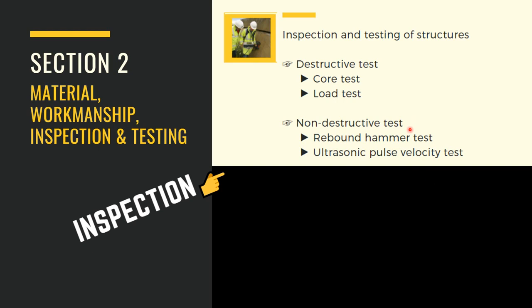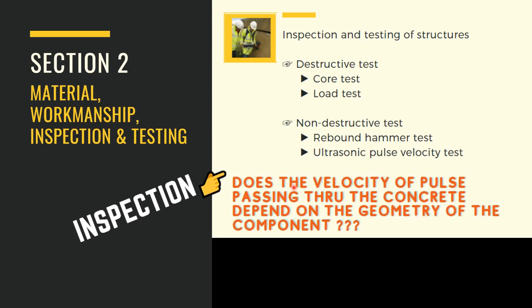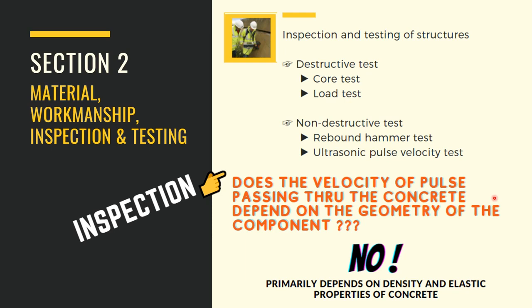The ultrasonic pulse velocity method is a non-destructive test for hardened concrete which is already built, which basically involves the measurement of velocity of electronic pulses passing through the concrete from a transmitting transducer to a receiving transducer, some electronic devices. And the question is, does the velocity of pulse passing through the concrete depend on the geometry of the component or not? The geometry refers to rectangular or any other shape. You can see circular columns, rectangular beams, etc. Does this geometry affect the velocity of pulse passing through the concrete or not? The answer is no. The velocity of pulse primarily depends on density and elastic properties of concrete only. It does not depend on the geometry of that component.